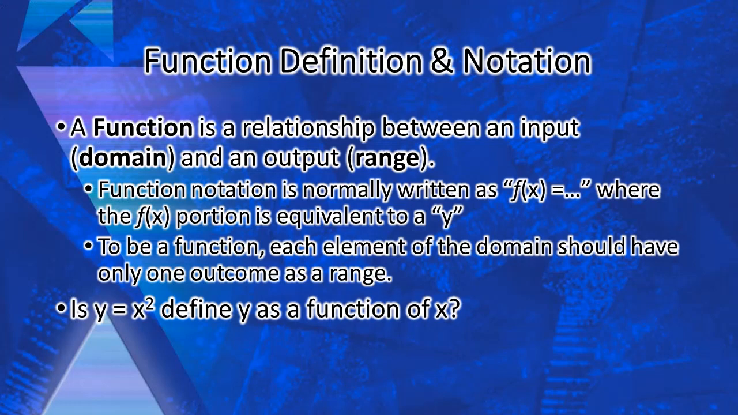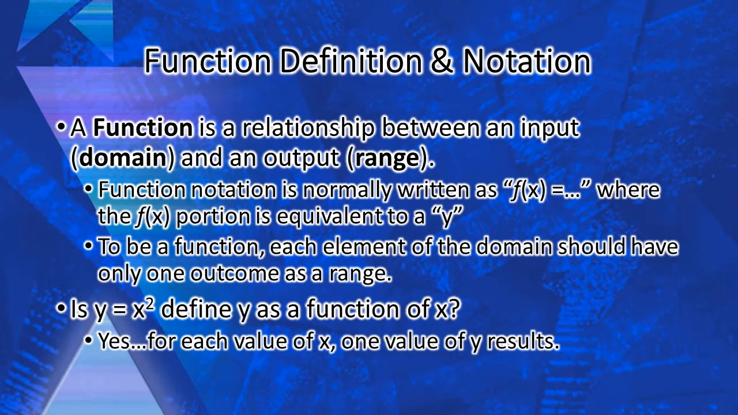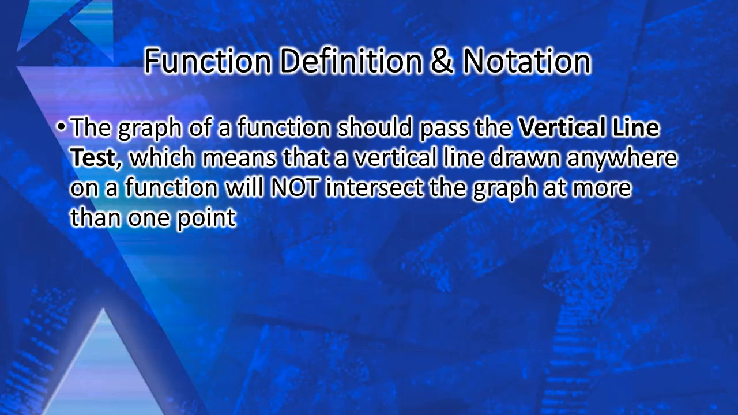Take a look at this example of y is equal to x squared. Is y a function of x? And the answer to that is yes. So for each value of x, you only have one value of y that's represented. If we were to graph it, it would have the parabolic shape that we are familiar with from Algebra 2. Because each input in our domain gives us one and only one output in our range, that means when it is graphed, it should pass what we call the vertical line test.